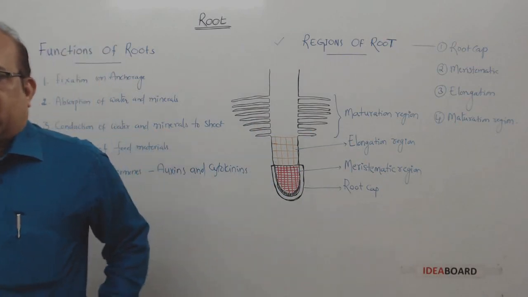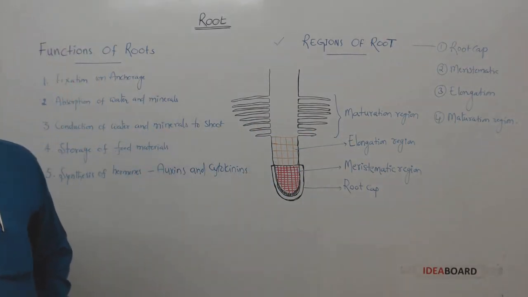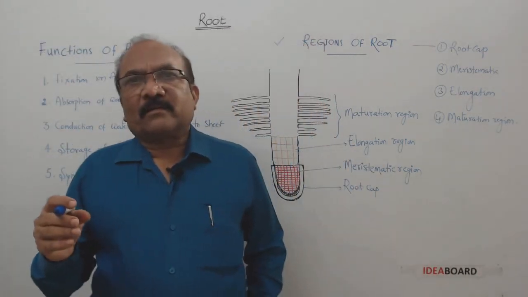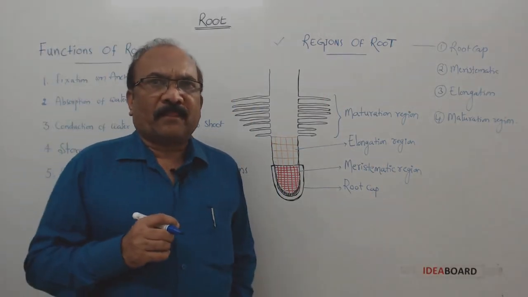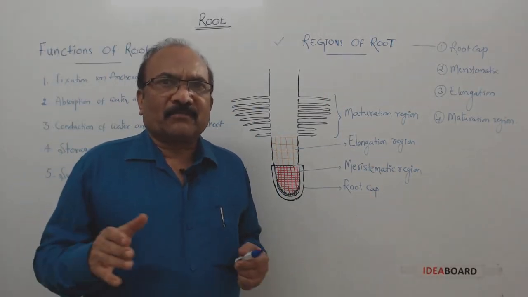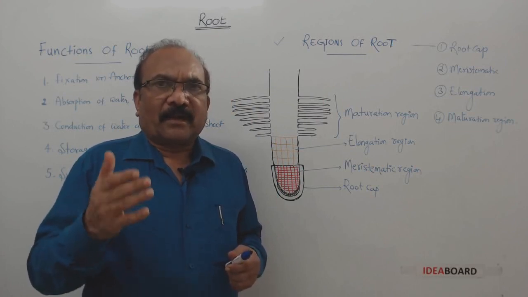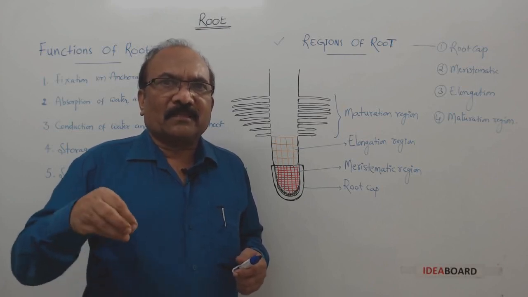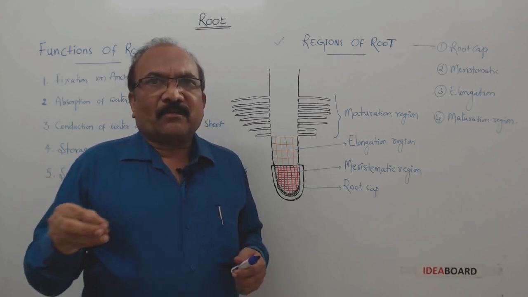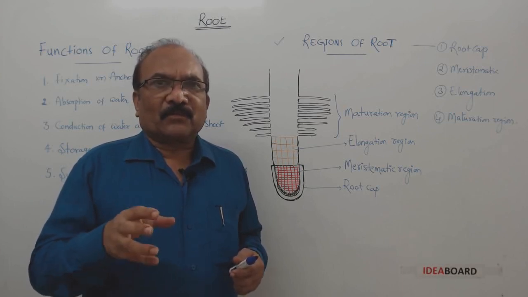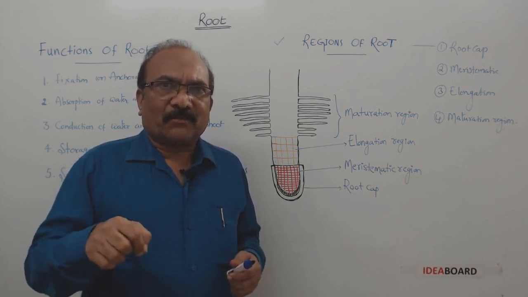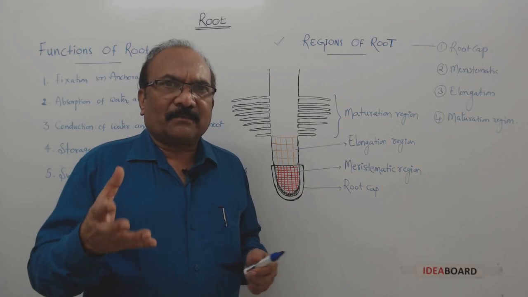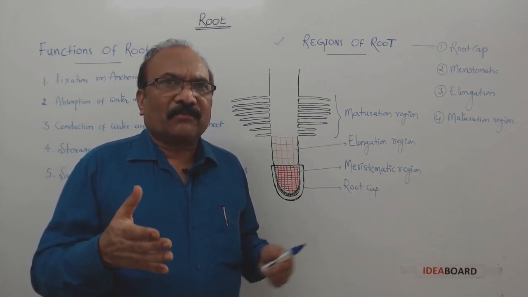Every root. What does it mean by every root? We know that in the taproot system, you will find a main root and we call it the taproot. It produces primary branches which are called lateral roots. Lateral roots in turn produce branches called sublateral roots. Sublateral roots in turn produce branches called rootlets. So all of them, taproot, lateral root, sublateral root, and even rootlet, will have tips, and at their tips you will find these four regions.